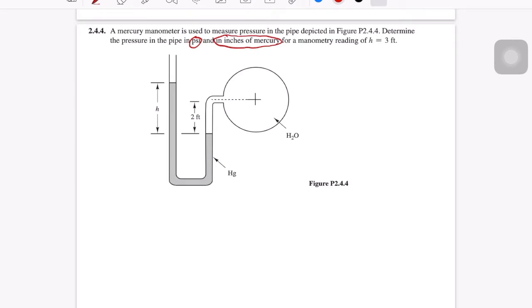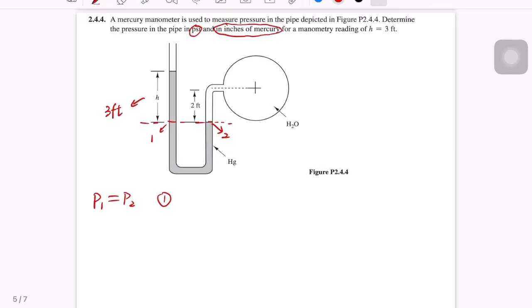From the problem, we know that h is 3 feet, and we can draw a horizontal line through the lower surface of the manometer. We assume this is point 1 and this is point 2. So the pressure at points 1 and 2 must be the same since the system is in static equilibrium. So we can write the first equation for this problem, that's P1 equals P2. This is the first equation.